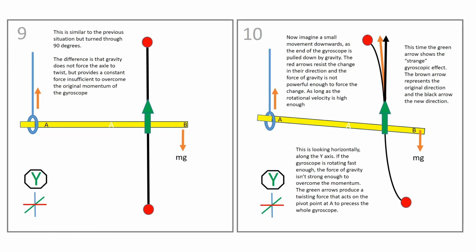If the momentum is high enough, they can resist gravity and force end A of the long axle to support their weight. If there was a weighing machine attached to the string at A, it would measure the full weight of the gyroscope. However, the green arrows haven't been forced into a new trajectory.